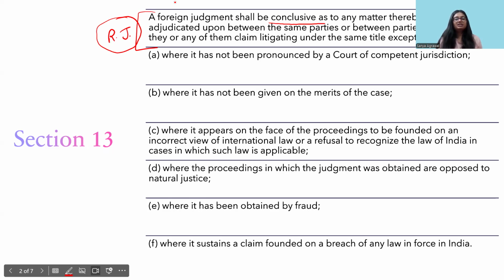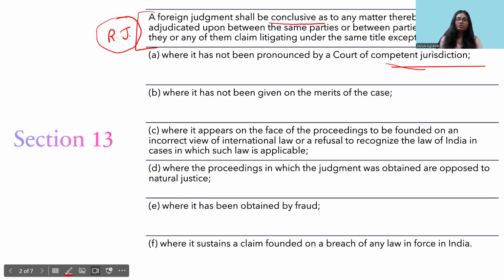We will see each category one by one. If a decision does not fall under them, then the decision will be valid and will be barred by res judicata in Indian courts as well. The first is where it has not been pronounced by a court of competent jurisdiction. That means the foreign court that has pronounced the judgment should be competent in deciding that particular matter.